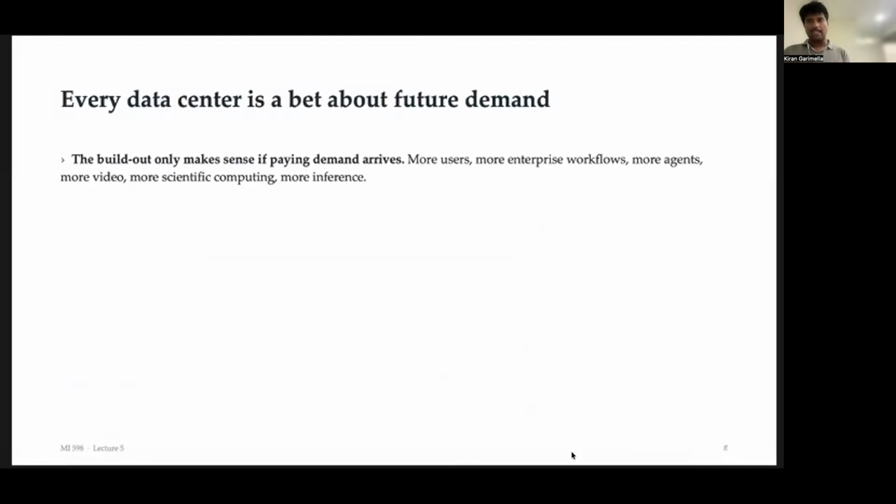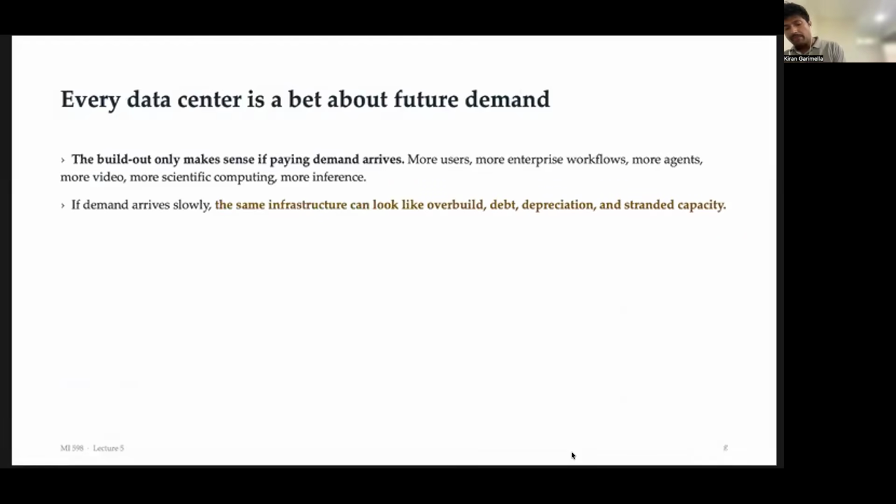And so the build out makes sense if there is going to be paying demand from customers, right? So right now, at least I'm paying $100 to OpenAI, $100 to Anthropic, and so on, right? So this is new spending for me. That was not there 2 years ago, maybe. But is there going to be this sort of demand from enterprises, from more customers, from scientific computing, all of these kinds of things? Is there going to be demand or not? We don't know, but this is anticipating there will be a demand. We're building a lot of this infrastructure.